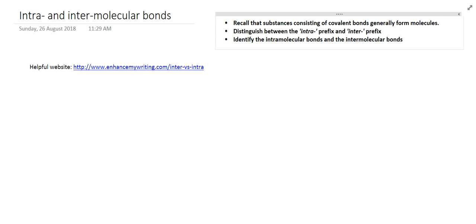Hey everyone, in this video we're going to have a look at the difference between intra and intermolecular bonds. Now the prefixes intra and inter can be a little bit hard to distinguish, at least orally, so it's hard to really hear the difference. But there's a substantial difference between these two prefixes.